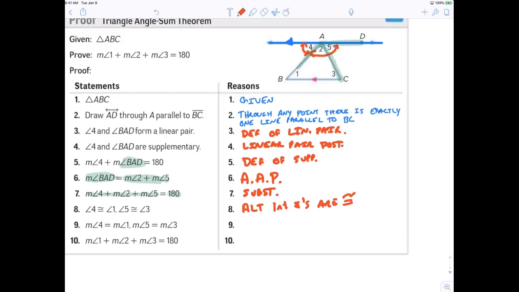Now we went from congruent to equal, so those are just what? Right, definition of congruent. And then does everybody agree? Does everybody see that? You're just replacing 4 with 1 and 5 with 3. Substitution. So we've just proven the interior angle theorem: the sum of the interior angles of a triangle always adds up to 180. Everybody good with that?